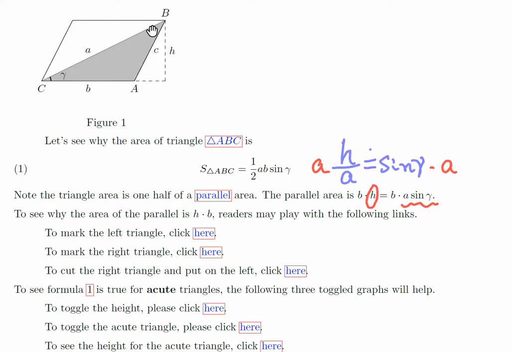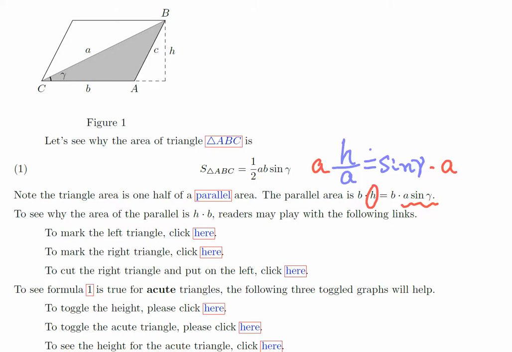Now, is it really true that in this case H is still A times sine gamma? The answer is yes. You see, the opposite side of gamma divided by hypotenuse A is sine gamma. It's still the same. Then H is A times sine gamma. So that's proved for the obtuse triangle.